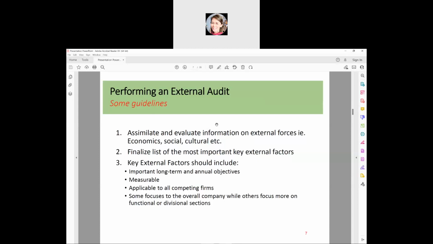So, to perform an external audit, a company must first gather competitive intelligence. We have just talked about it, competitive intelligence and information about the external forces. The purpose of this is to assimilate and evaluate information on the key external forces that affect the organization.